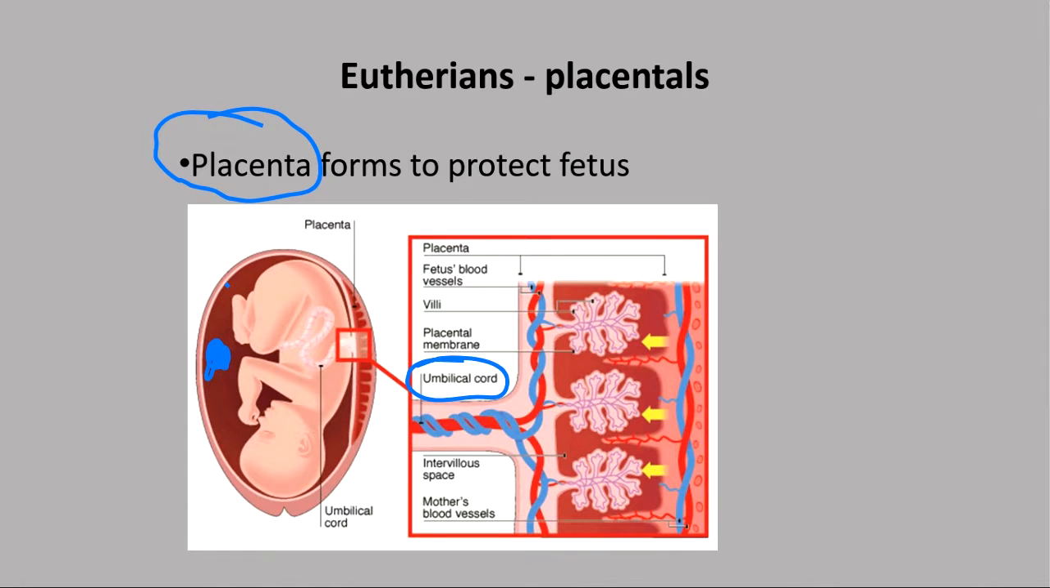So there's the umbilical cord, and there's a tissue layer of placenta on the baby side, this side here, and on the mother side, which is this. And notice that the blood vessels from the fetus do not physically come into contact with the mother's blood vessels. There's something called the intervillous space.